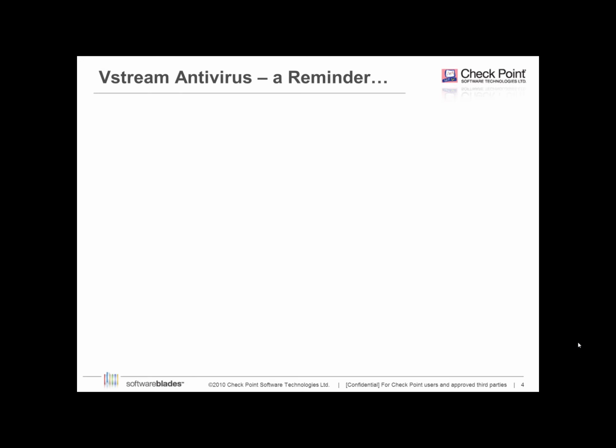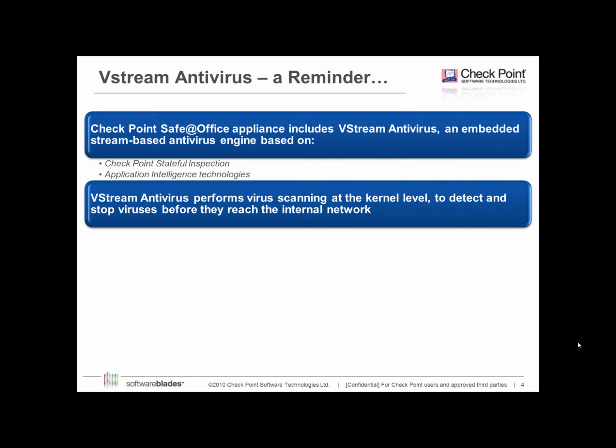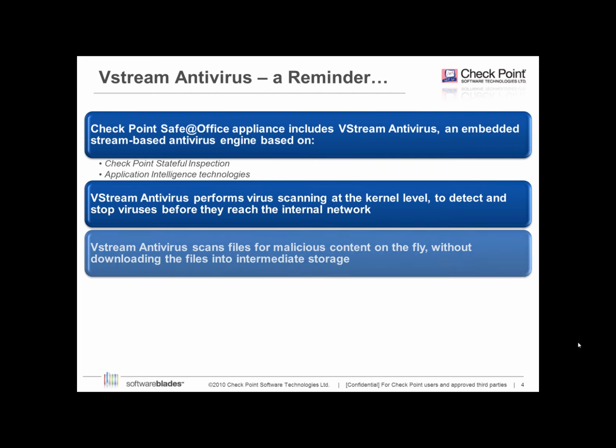Scanning. Checkpoint Safe at Office appliance includes Vstream antivirus. It is an embedded stream-based antivirus engine based on Checkpoint stateful inspection and application intelligence technologies. Vstream antivirus performs virus scanning at the kernel level to detect and stop viruses before they reach the internal network.